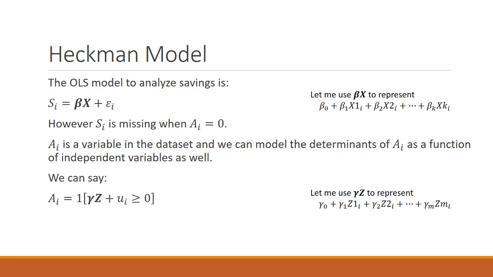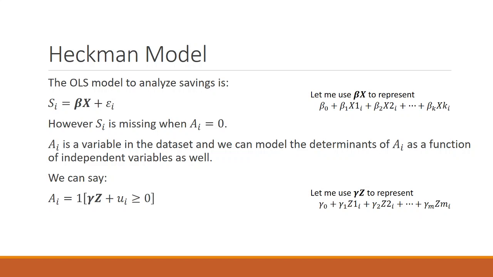People are choosing whether or not to have a savings account. That means we could model the decision to have a savings account. We can model the decision using a regression model of independent variables. We can conceive of a function that determines the selection decision, that determines whether or not people choose to have a savings account, or whether or not people happen to have a savings account.